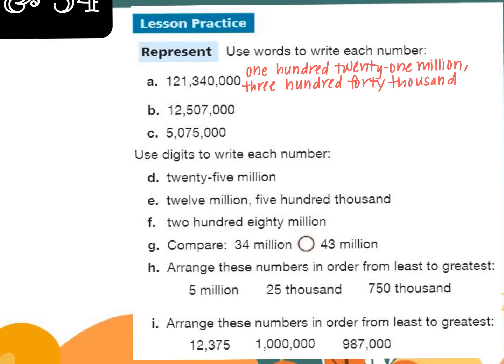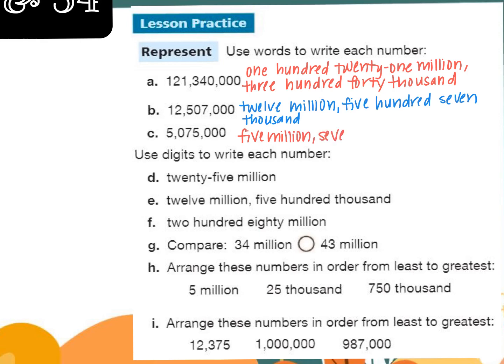Okay. What about the next one? 12 what? 12 million. Good, I heard that. 507,000. Very good. Question? Yes. And then C? 5 million. 5,075,000. 75,000. Good. Okay, now we're going to use digits to write each number.